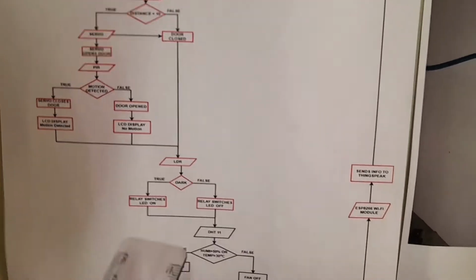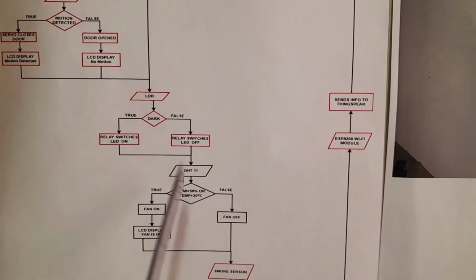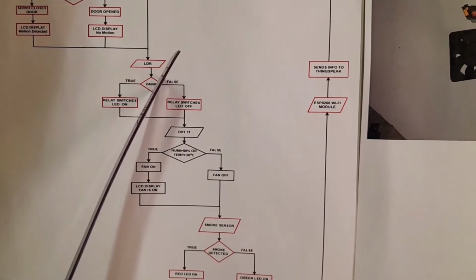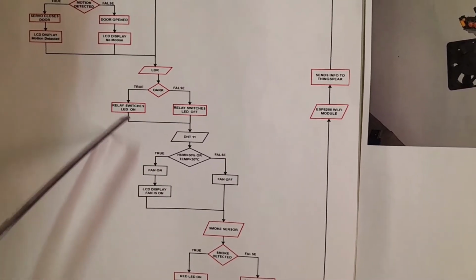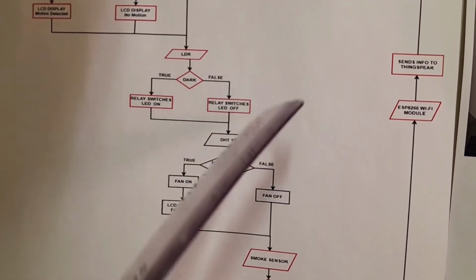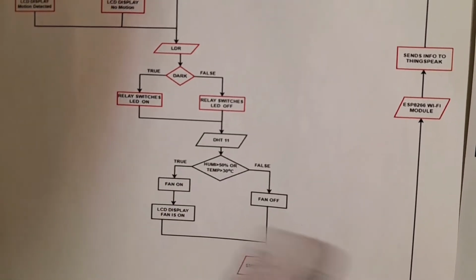And then the second part of the flowchart is the LDR sensor. An LDR sensor detects between day and night. So when it's dark, the relay module switches on the LED. When it's bright, the relay module switches off the LED.